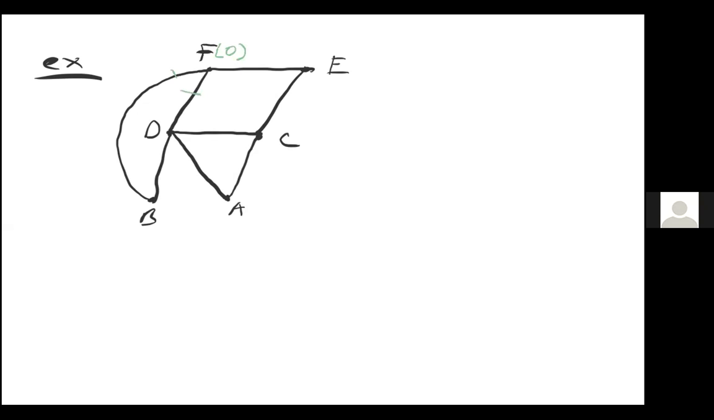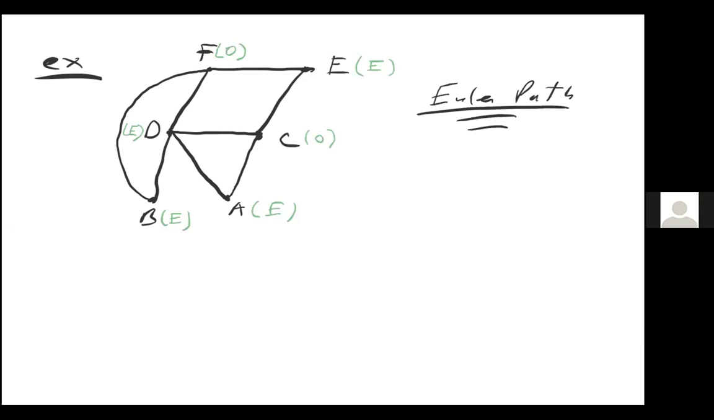1, 2, 3. Looks like E has an even degree because there's 2 coming out of it. C has an odd degree. A has an even degree. B has an even degree. And D has 4 coming out of it, so it has an even degree. So this has 2 odds. That means this is going to be an Euler path. Okay, this is an Euler path.